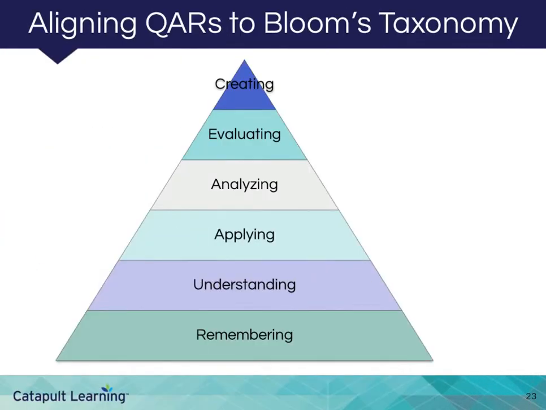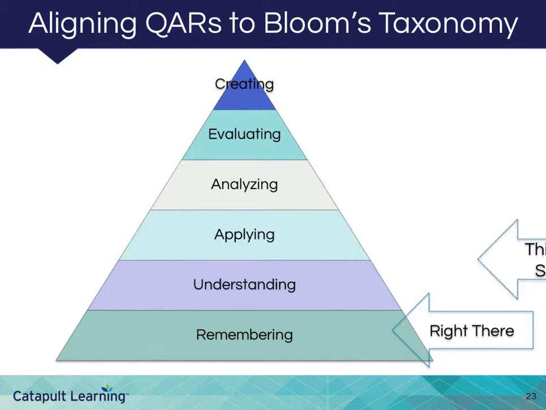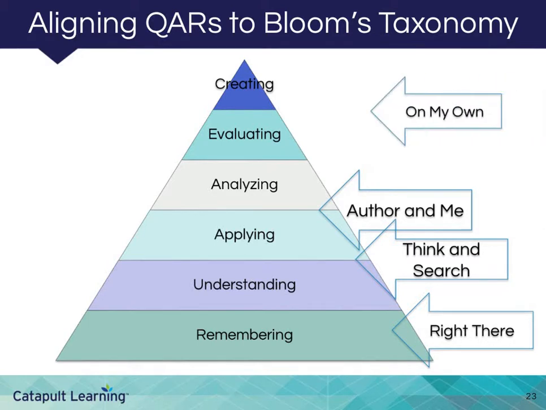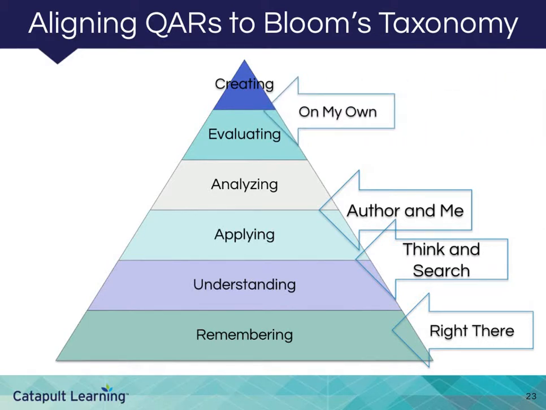If you use Bloom's taxonomy to develop and align your objectives and assessments, you may be wondering how QARs fit into that framework. Right There questions are at the lowest level of Bloom's. As mentioned earlier, they are basic recall questions. Think and Search questions may require different levels of cognitive thinking, understanding, and applying. Author and Me questions may also vary in levels of demand. Finally, On My Own questions often fall at the highest levels of Bloom's and invite students to use the skills of evaluating and creating when constructing a response.